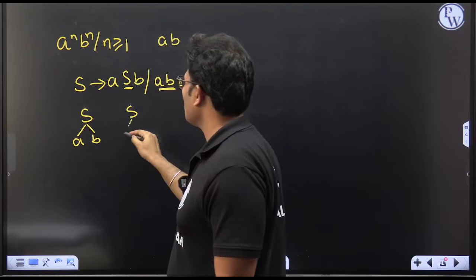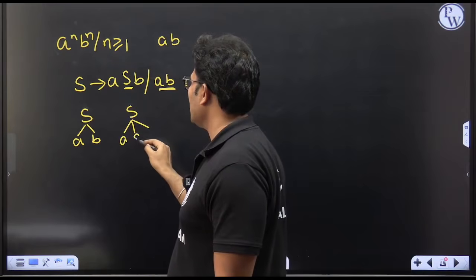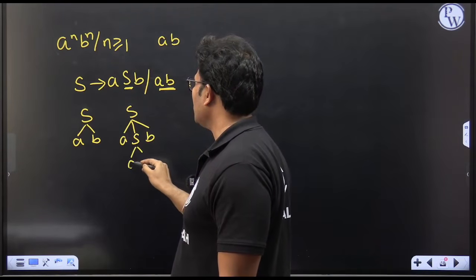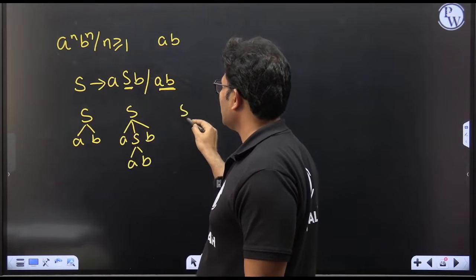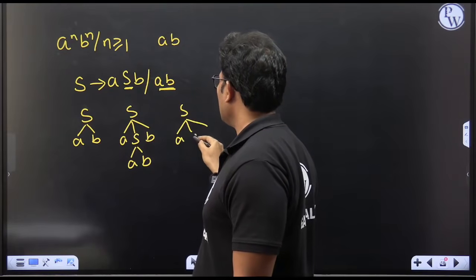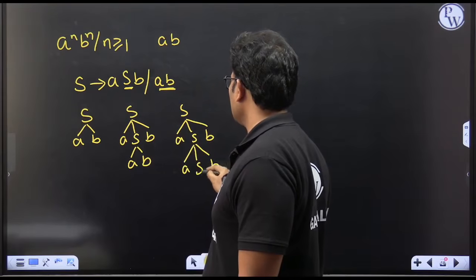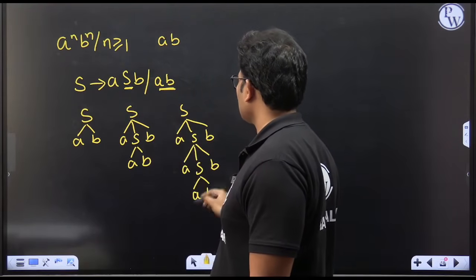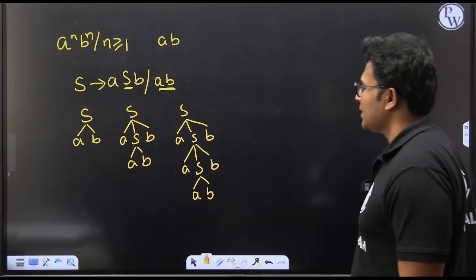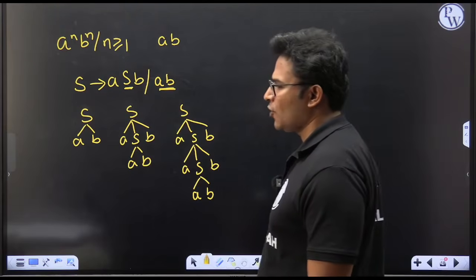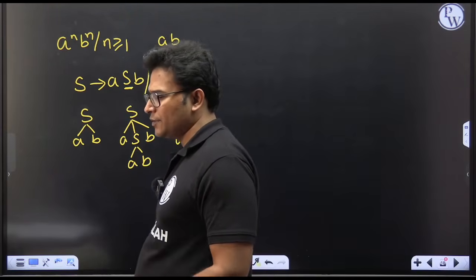And if you want more ab's, you will get aSb, ab. S derives aSb or ab, right? That is n greater than or equal to 1.